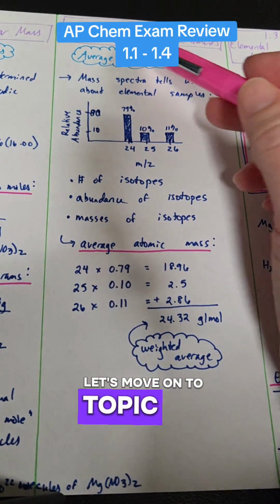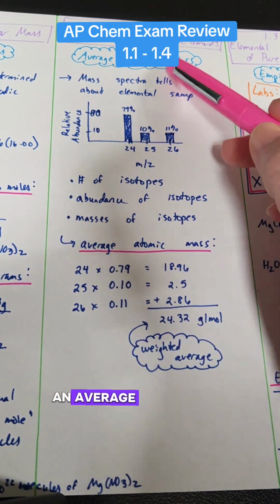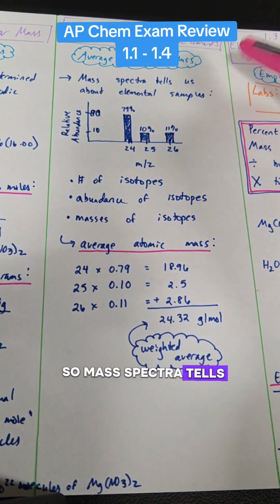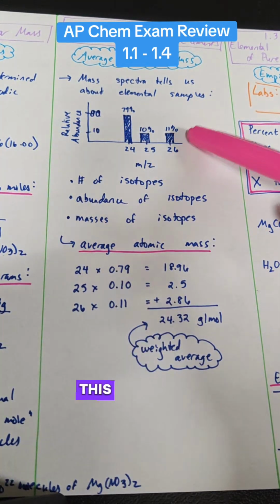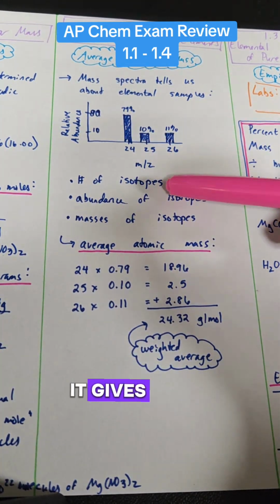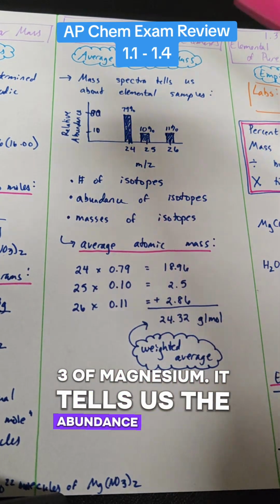Let's move on to topic 1.2, which is mass spectra of elements. So we would also think of this as calculating an average atomic mass. Mass spectra tells us a couple of things about elemental samples. First of all, it is a graph that looks more or less like this. This is a sketch and not to scale. It gives us the number of isotopes, which in this case is 1, 2, 3 of magnesium. It tells us the abundance of isotopes.